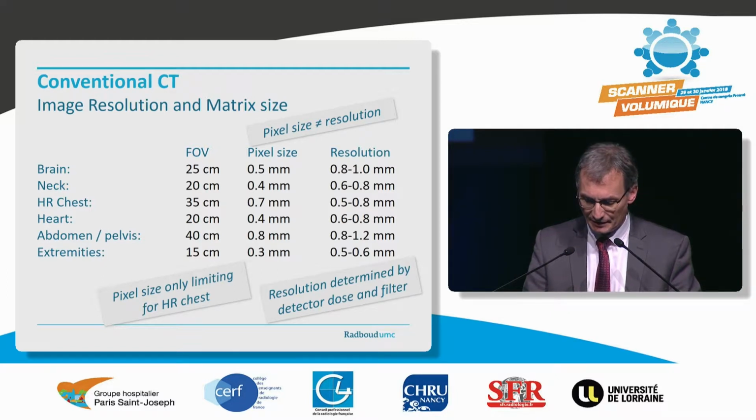In the brain and in the abdomen, we have resolutions in the range of 0.8 to 1.2 millimeters for the kernels we're usually using. That's something that we don't realize, but that's about the spatial resolution we get. In the extremities, on the other hand, we can get very high spatial resolutions if you use an ultra-high resolution filter.